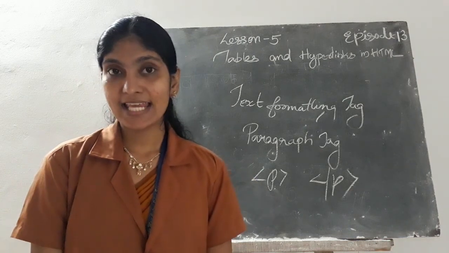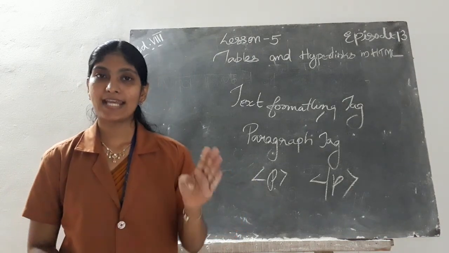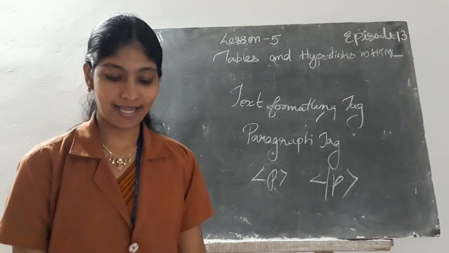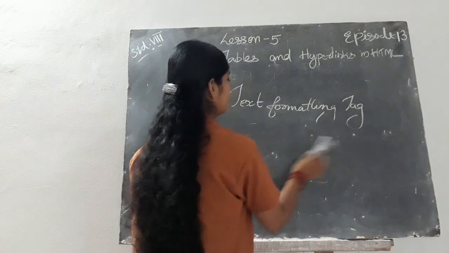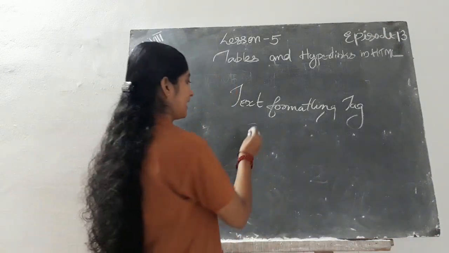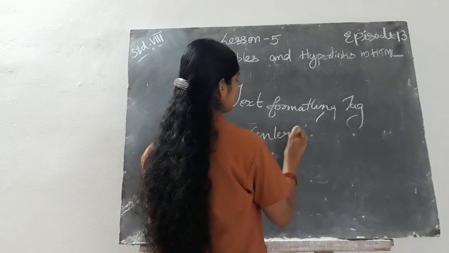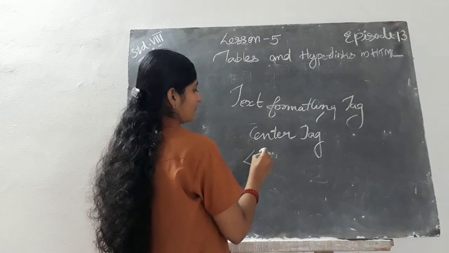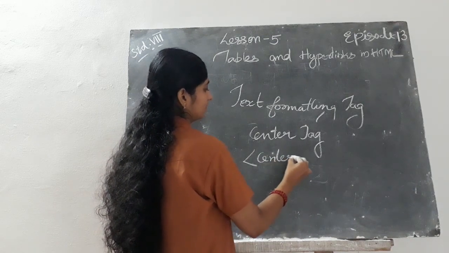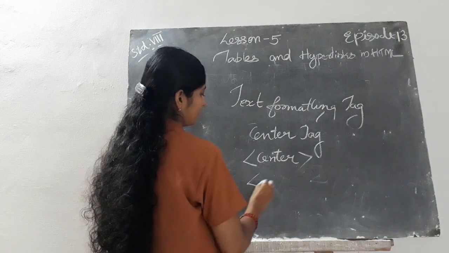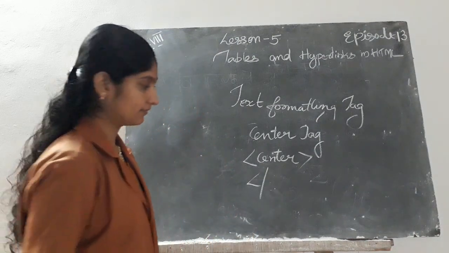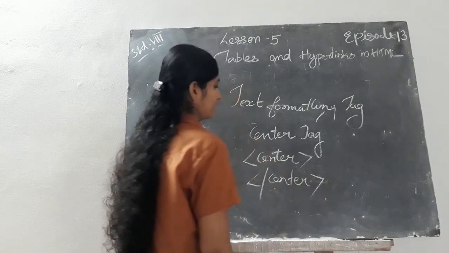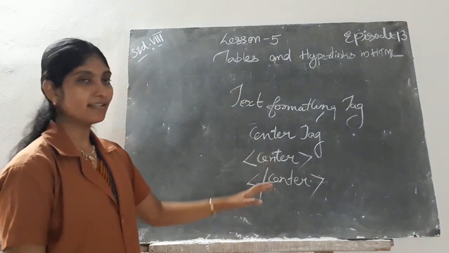Then next is center tag. If you want to make a sentence on the center, you can use center tag. Center, C-E-N-T-E-R, center tag. So that is the opening of center, then the closing center tag. So this is the opening of center tag and closing of center tag.